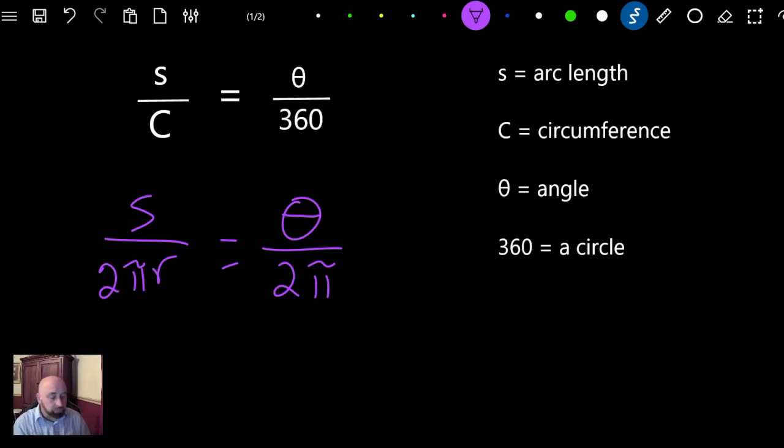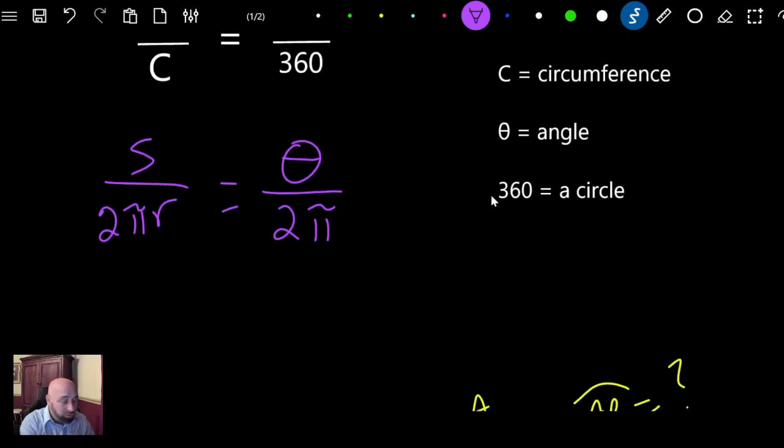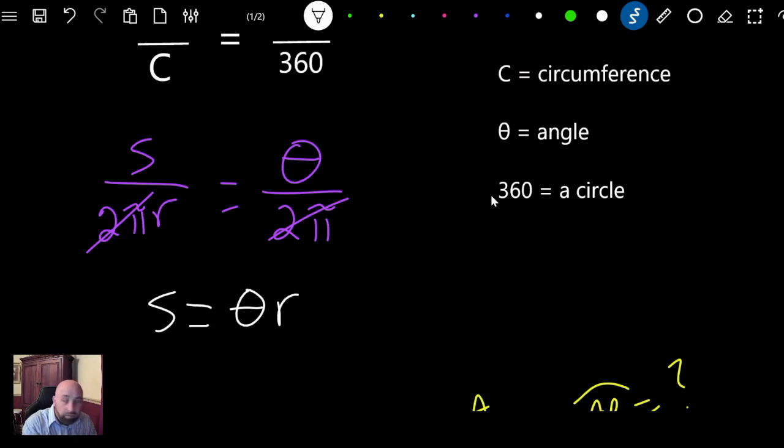Okay? So now what we want to do is we want to get S equals. We want to get this S by itself. I'm not going to take the time to break down the whole thing, but in essence, what happens is these two cancel once we move it over to the other side. Those two cancel, and we end up with S equals theta R.